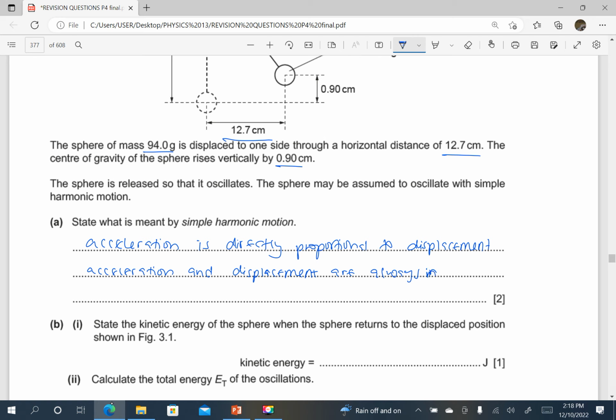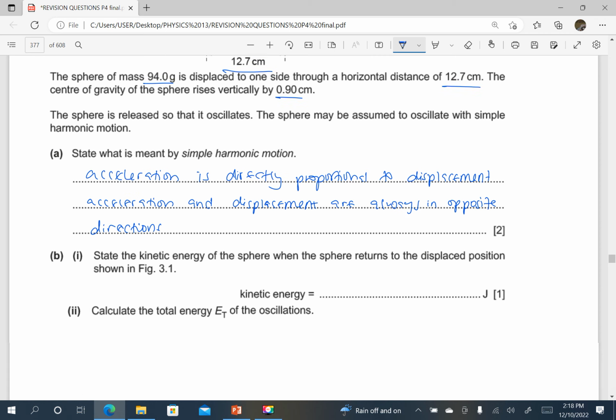Are always in opposite directions. So acceleration is directly proportional to displacement. Acceleration and displacement are always in opposite directions, or the acceleration is directed towards the equilibrium position.